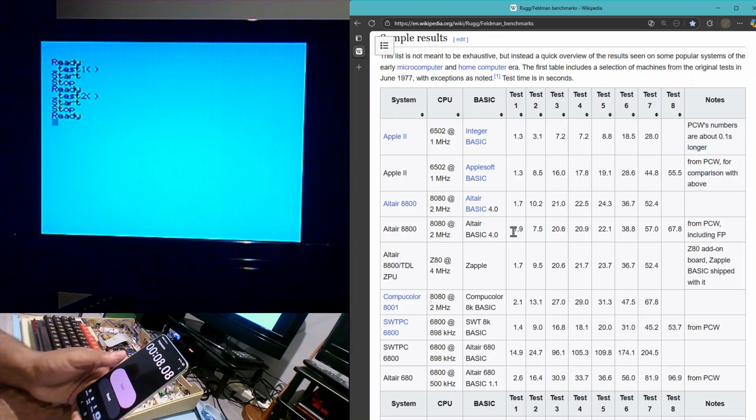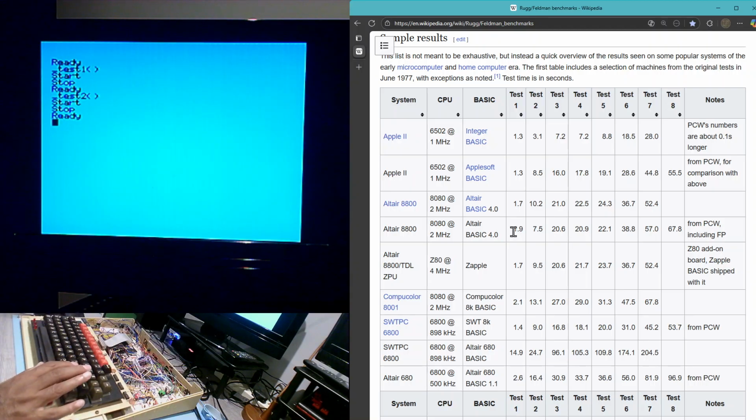So that's 8.08 for test 2. Divide by 2 makes 4.04 seconds. And then divide by 10, which makes about 0.4 seconds for 1,000 iterations.